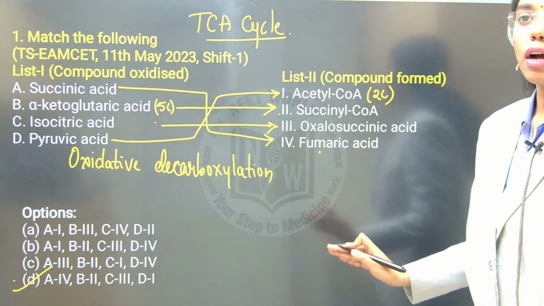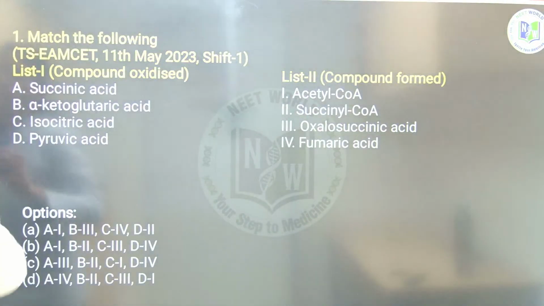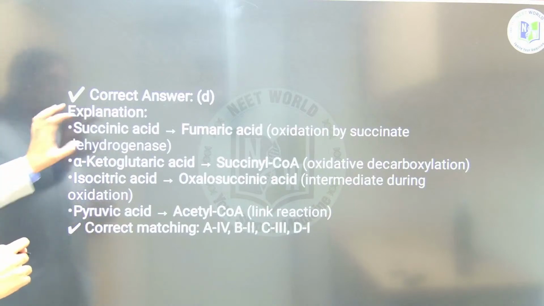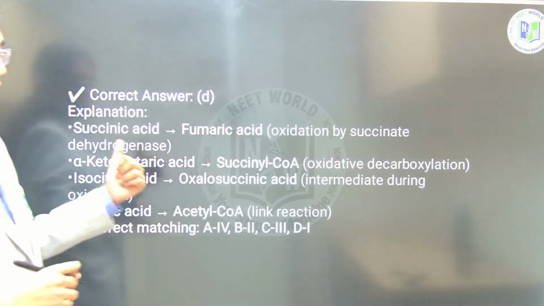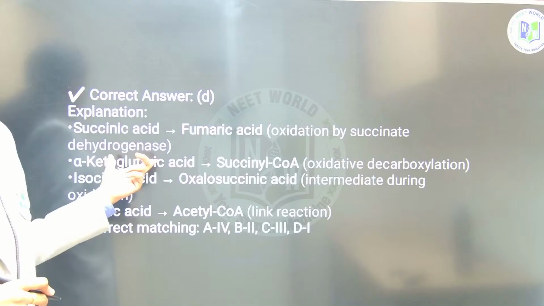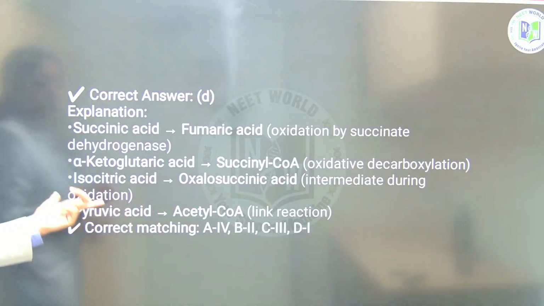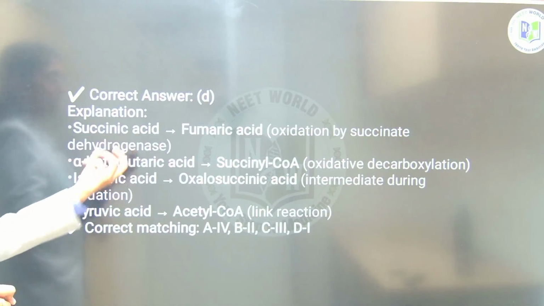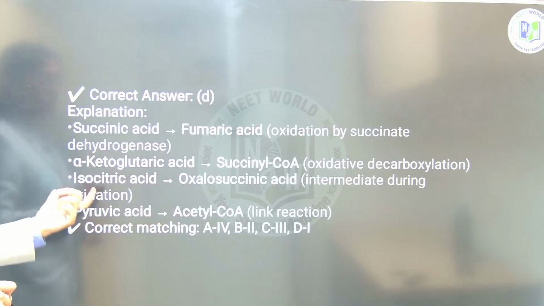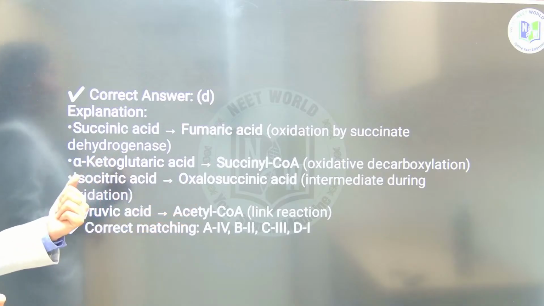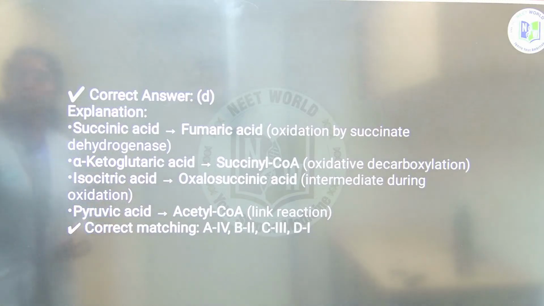Clear, right? Any doubts anywhere? Once look into the theory also. Succinic acid oxidation by succinate dehydrogenase will give rise to fumaric acid. Alpha ketoglutaric acid, which is a 5-carbon compound, after oxidative decarboxylation gives succinyl coenzyme A. Isocitric acid gives rise to oxalosuccinic acid, which is an intermediate during oxidation. Next, pyruvic acid will give rise to acetyl CoA in the link reaction or transition reaction, which happens in the mitochondrial matrix.